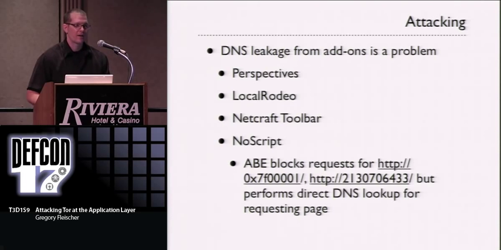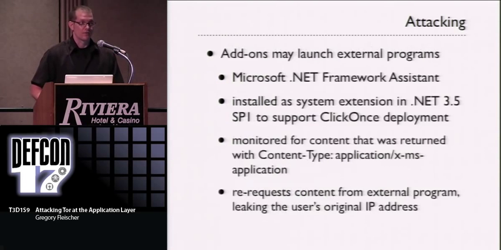Now, I thought this was pretty funny. A lot of people love NoScript, and I use it too, but it added a new feature called ABE, and ABE re-implements a lot of the Local Rodeo functionality. But when it does this, if you make requests to these alternative localhost addresses, like this dword one and this hex one, it's going to go out and perform a direct DNS lookup based on the page that you're currently on. So all you need to do is add an image tag that requests a bogus image from one of these sites, and it'll say, oh, you're trying to go to localhost. Oh, stop, no, bad. Oh, where are you coming from? And it goes out and does a DNS lookup. So right there, it's leaking your DNS information. Like I mentioned, Firefox 3.5 seems to have problems with all extensions that I could tell, but this is actually still effective in Firefox 3. I'm not sure what the deal is there, but that's something to be concerned about.